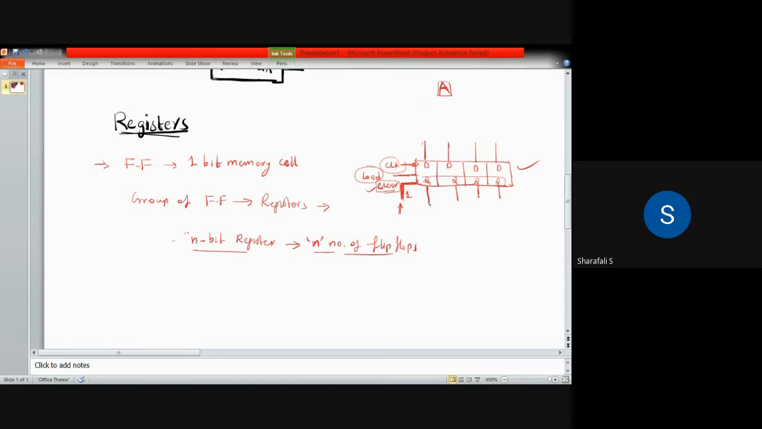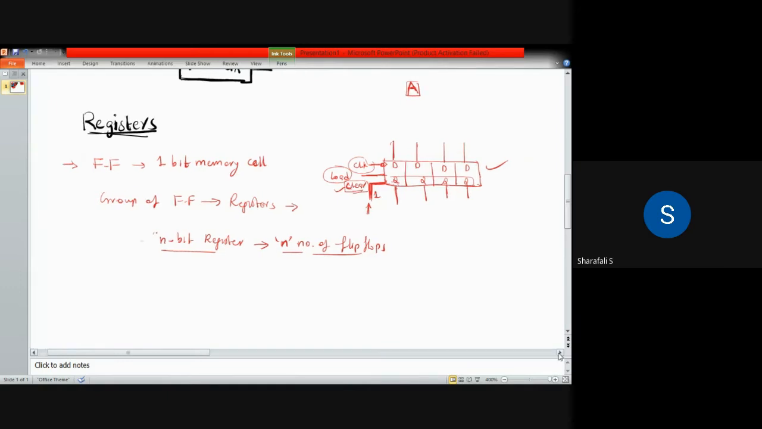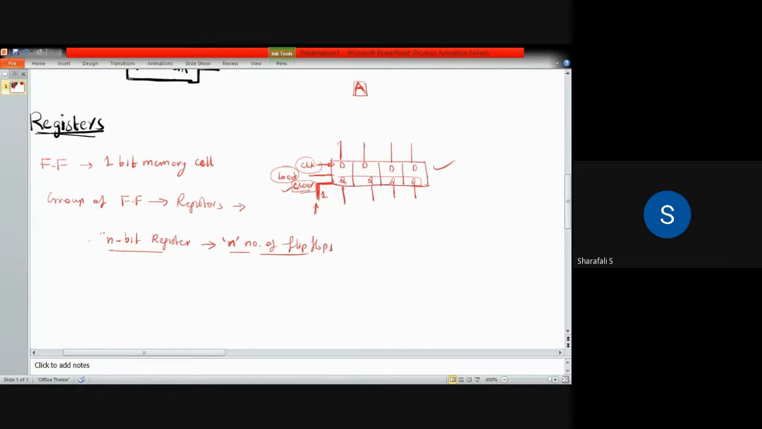For example, in the synchronous case, if you want to change the data, the clock has to be high and the load also has to be high. For the asynchronous case, if you want to change the data, the load has to be high. It does not depend on the clock. That is not that important, so I am skipping those things. Now we'll consider the classification of these registers.